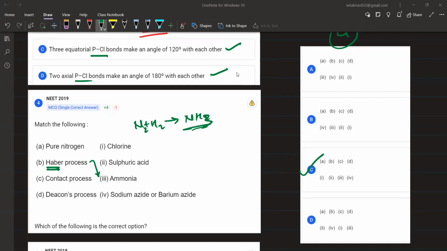Okay. Contact process is for sulfuric acid. Pure nitrogen can be formed from sodium or barium azide. And Dakin process किसके लिए होता है? क्लोरीन के लिए.